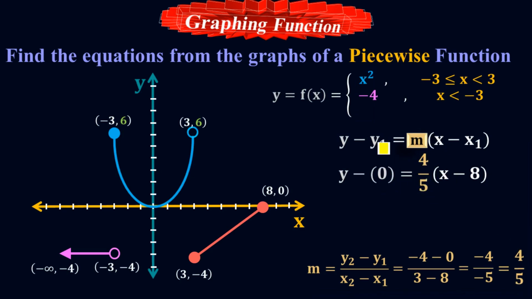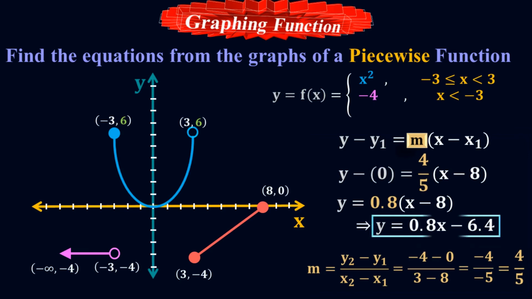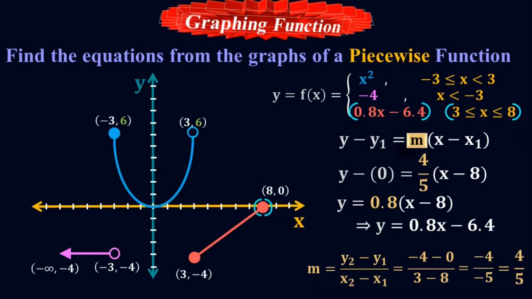0 for y sub 1. My y sub 1 is 0 here. And x sub 1 is 8. This 8 is my x sub 1. After simplification I got y equals 0.8 times x minus 6.4. This is my third equation for the third piece of the graph: 0.8 times x minus 6.4 with the border values 3 and 8. Both ends have filled-in circles. The 0.8 times x minus 6.4 is my equation for this straight line with the border values 3 and 8.